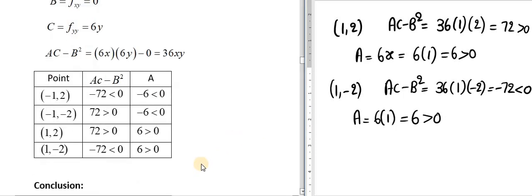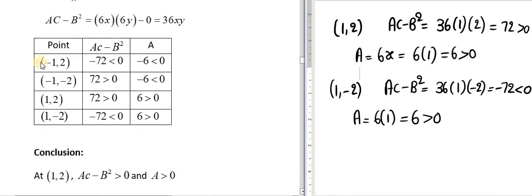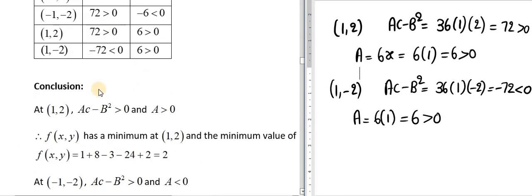Observe these values what we are going to get. Conclusion. At the point 1 comma 2, AC minus B square value is greater than 0, A greater than 0. Therefore, f of x comma y has a minimum value at 1 comma 2 and the minimum value of f of x comma y is calculated as follows.